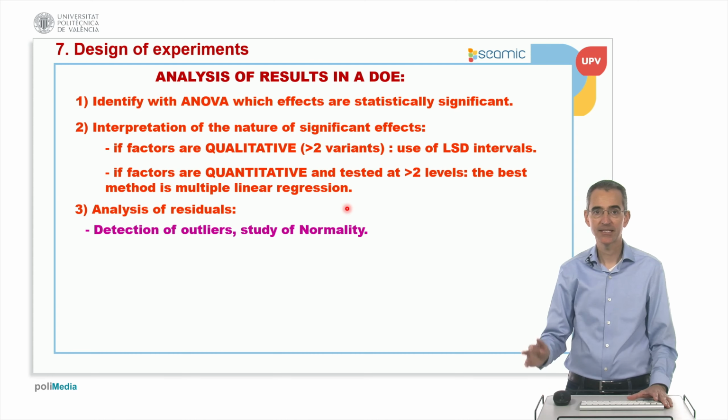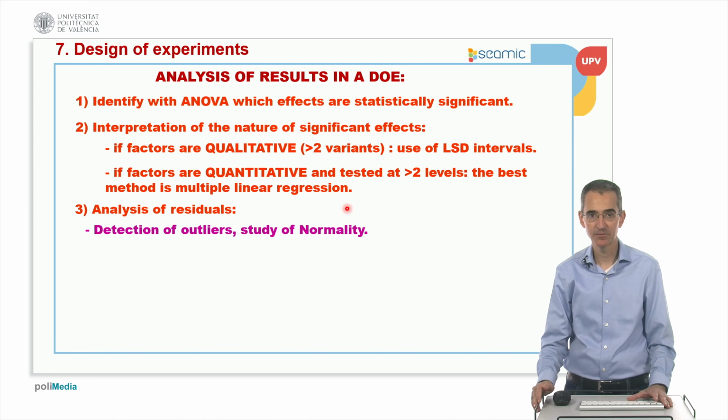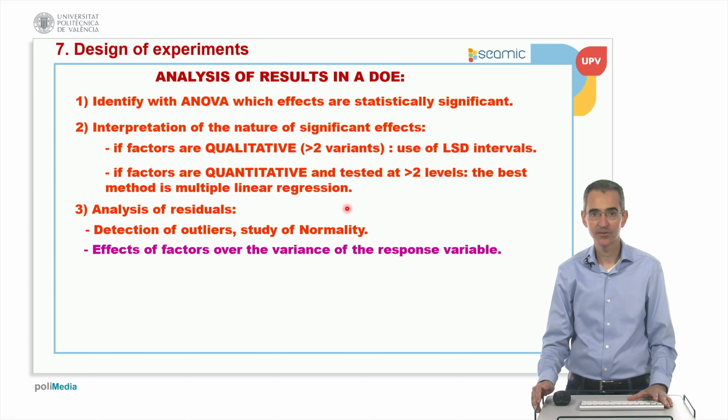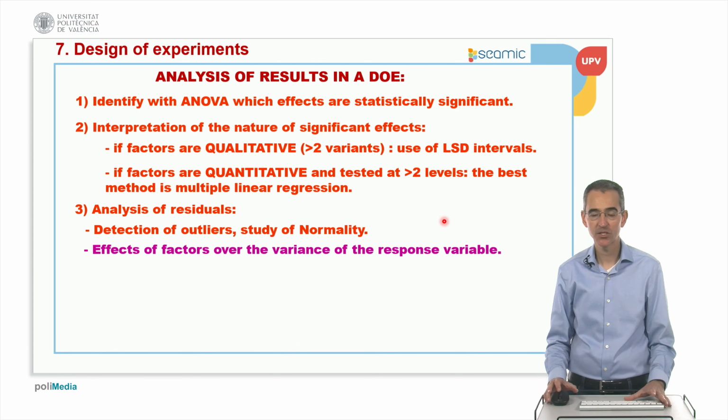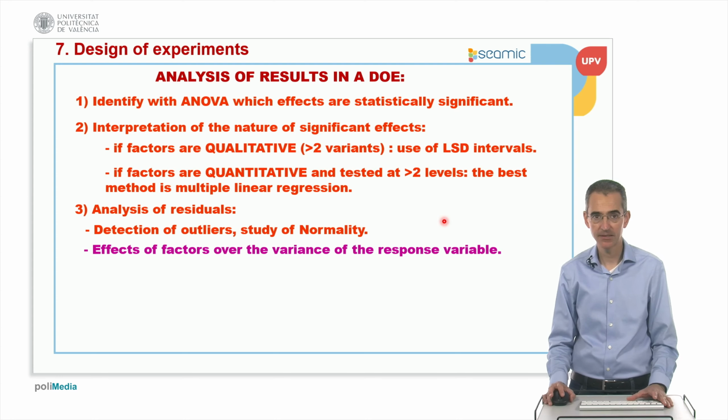This is important to detect outliers or to study the normality of the data, which is one of the hypotheses of ANOVA, and also to study the effects of factors over the variance of the response variable, which is the hypothesis of homoscedasticity. Remember that we are assuming that all the populations have the same variance, and this is a hypothesis that we have to check at the end.